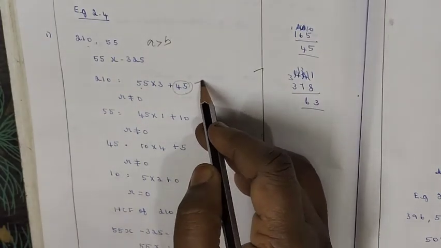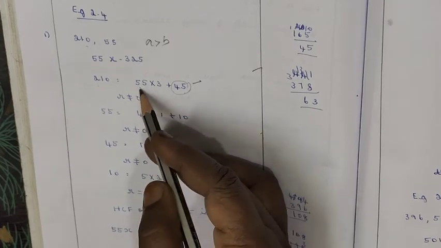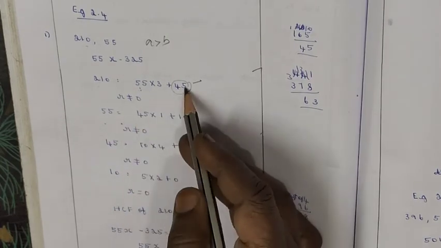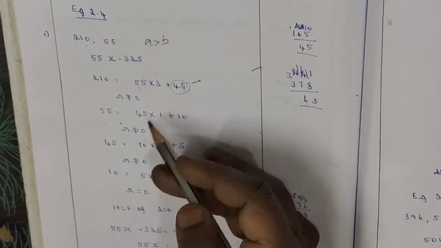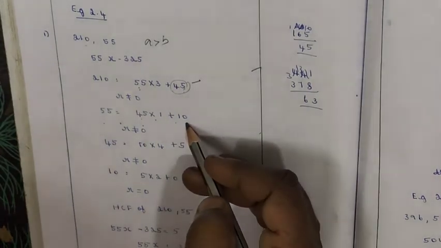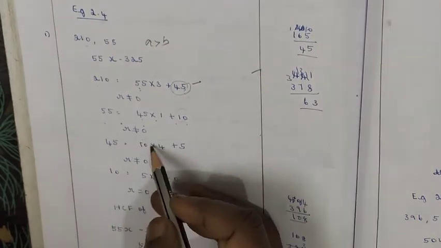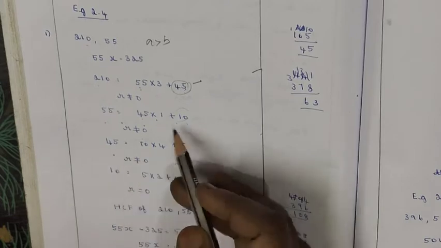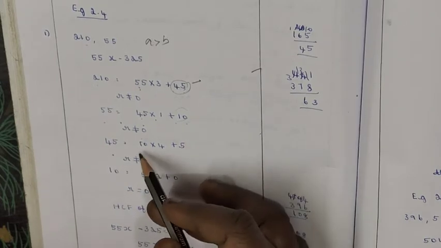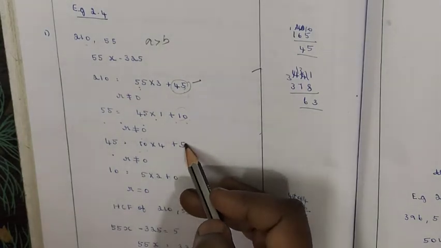So, again we have to repeat the Euclidean algorithm. Now 55 equals, the remainder becomes the divisor, 45 into 1 plus 10. 10 is the remainder. Again R is not equal to 0. Then here 45 is the dividend and 10 is the divisor. So, 10 into 4 plus 5. Here also R is not equal to 0.